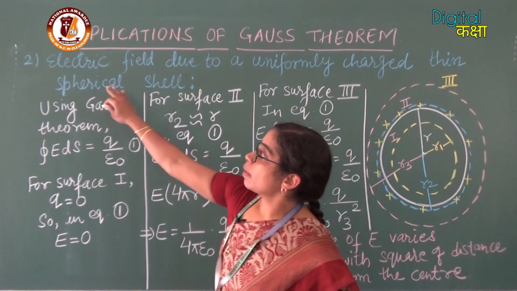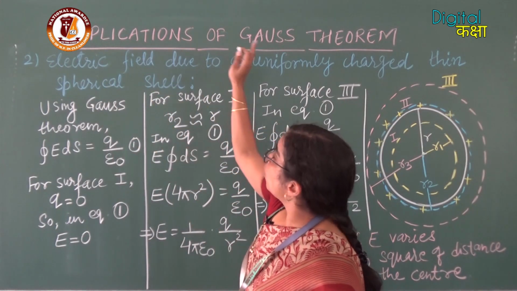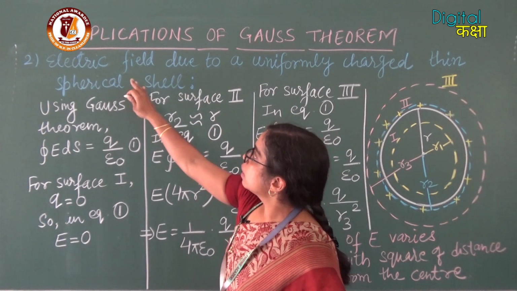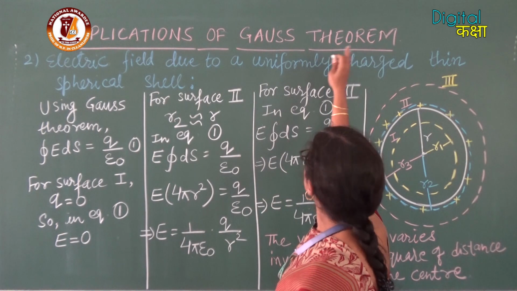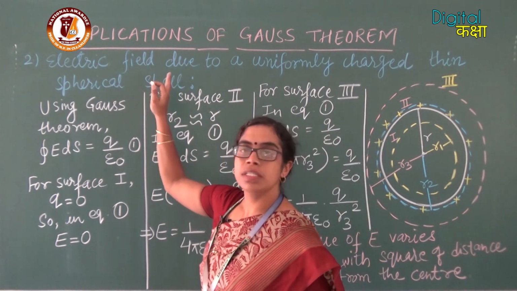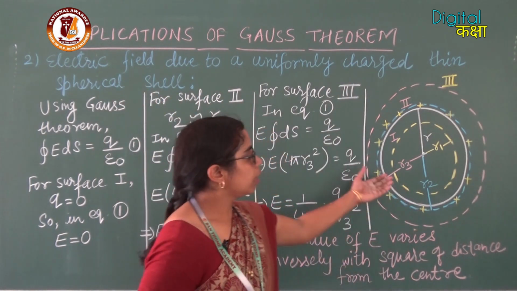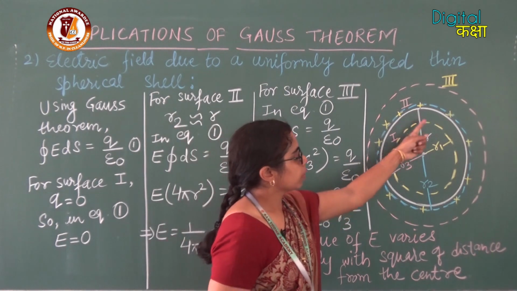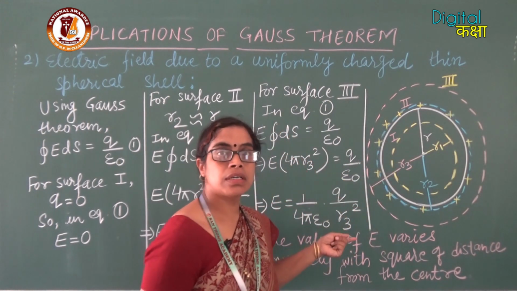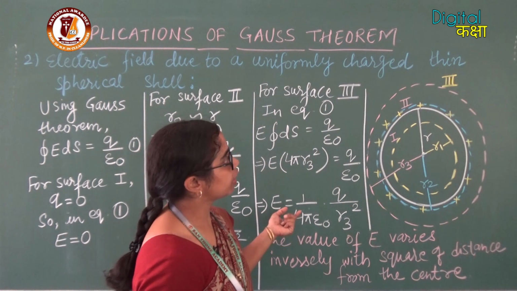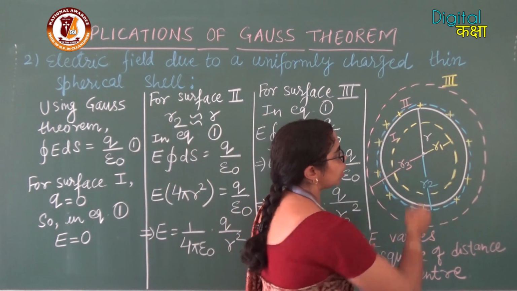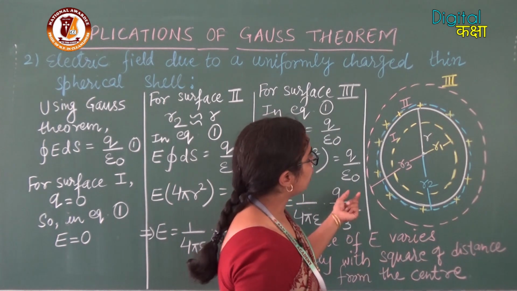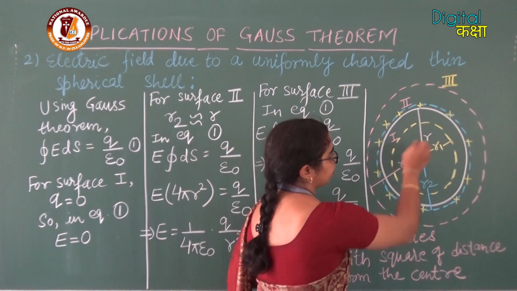Coming to the next application of Gauss theorem, which is to calculate the electric field due to a uniformly charged thin spherical shell. Here in the figure, the white color is representing the uniformly charged spherical shell and the charges are shown with this yellow color. This shell has a radius r.